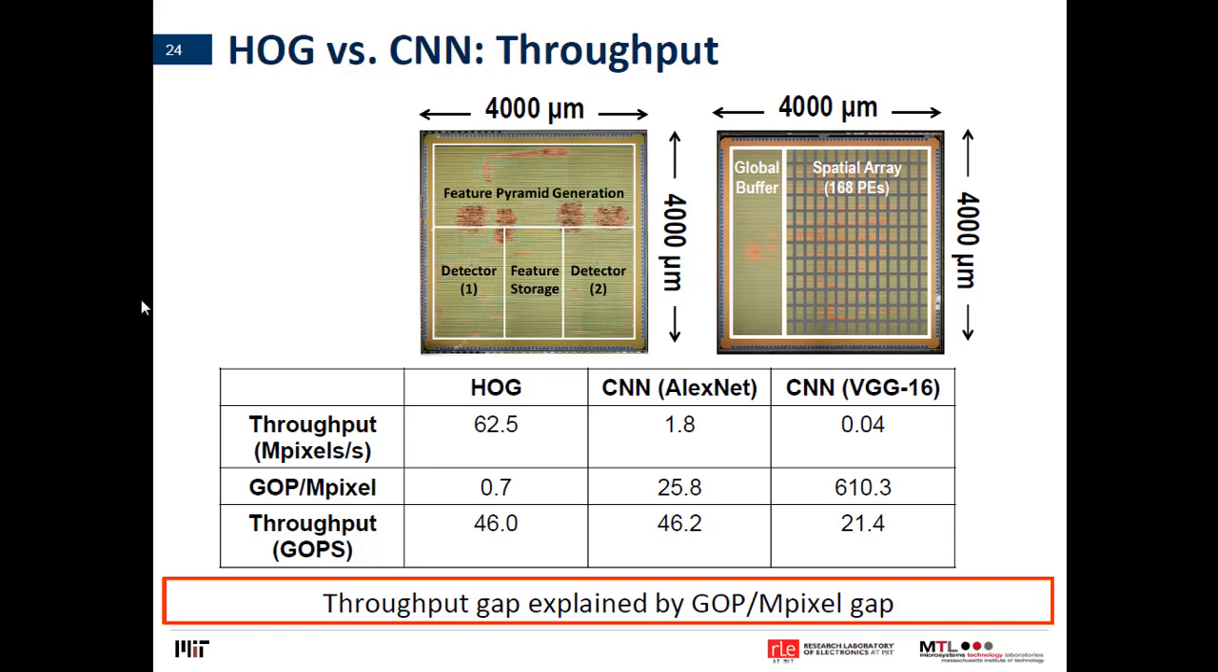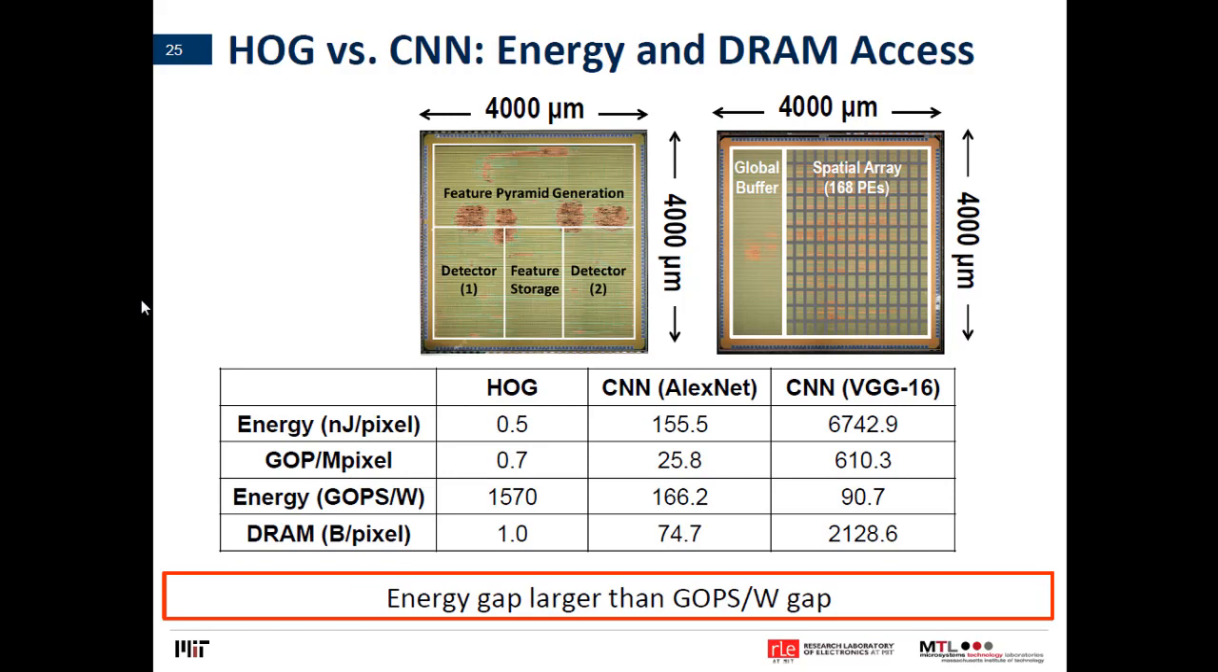So we can say that the throughput difference is primarily due to the difference in number of operations per pixel. But what's interesting is when we start looking at energy. So we have the same thing here. Energy is 0.5, and then 100 and 6,000 nanojoules per pixel for the other two.